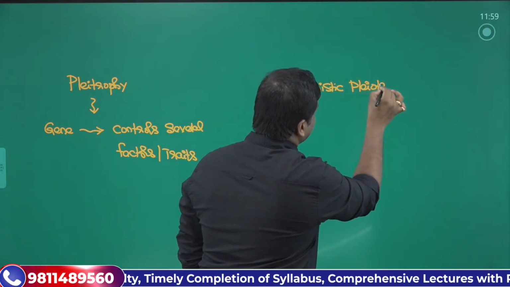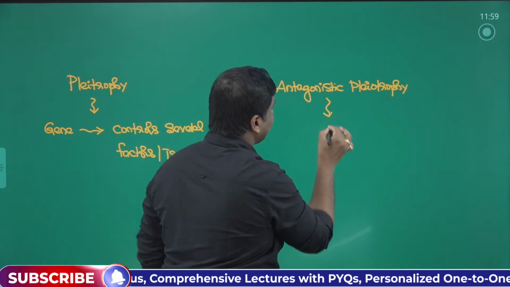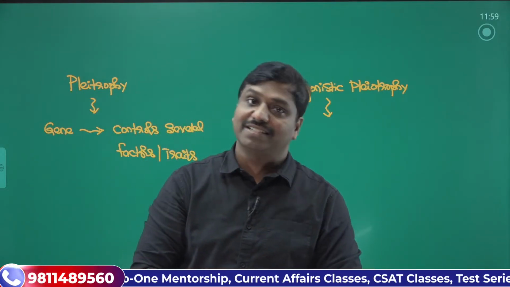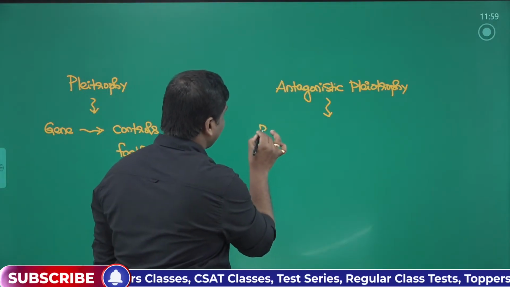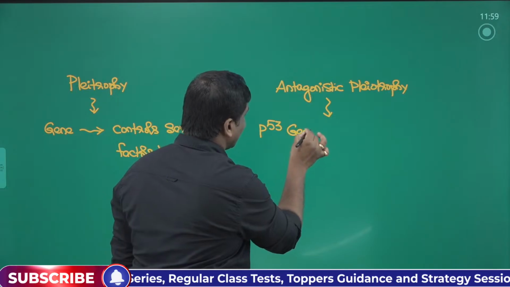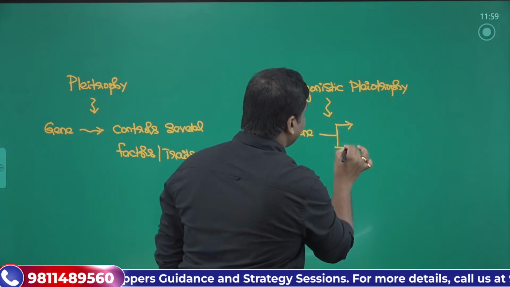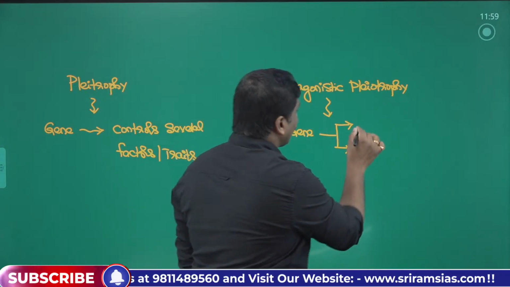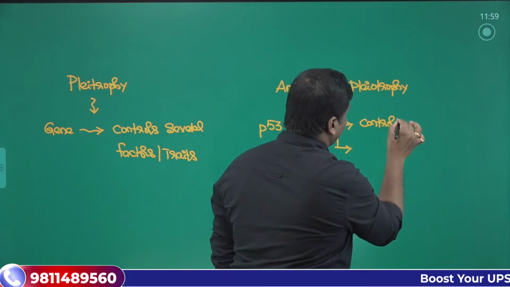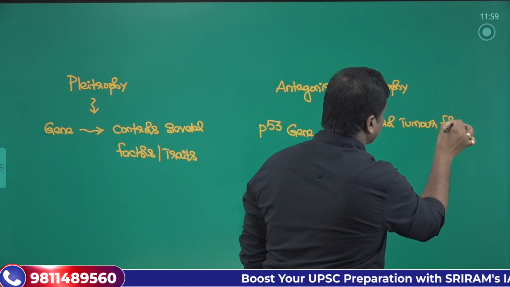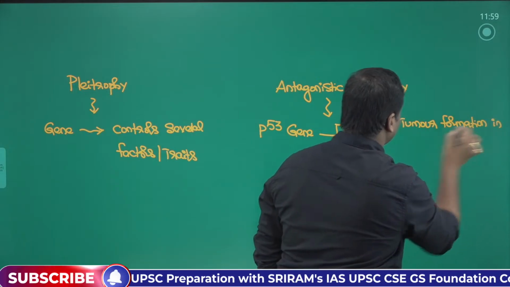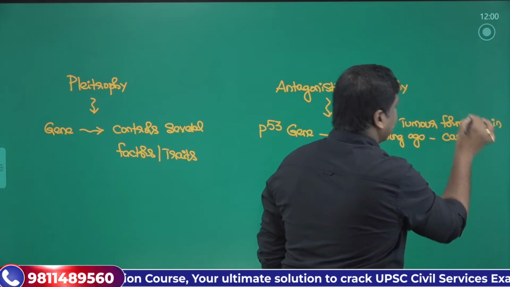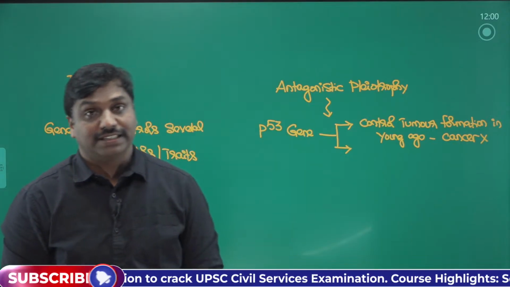In antagonistic pleiotropy, one gene is responsible for multiple factors, where the same gene will be harmful in a certain part of life and beneficial in another part of life. For example, we have a gene called P53. What does this P53 gene do? It will suppress, or control, tumor formation in young age. It is responsible for arresting cancer. So you won't get cancer because of the P53 gene in young age.